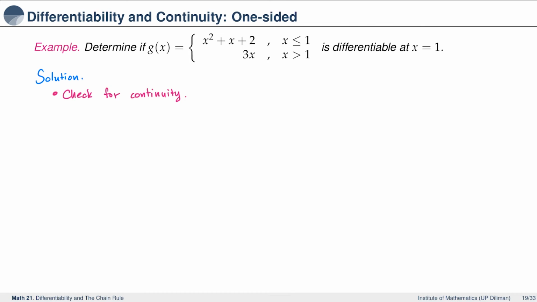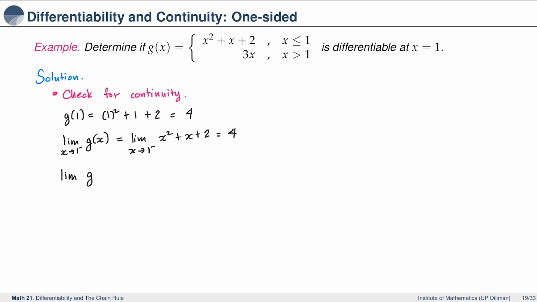So we proceed with evaluating g of 1, right? When x is equal to 1, g of x is equal to x squared plus x plus 2, and when x is 1, that should give us 4. Next, we look at the limit when x approaches 1 from the left. This would be the case where x is less than 1, so we take x squared plus x plus 2. The limit of this as x approaches 1 from the left is 4.